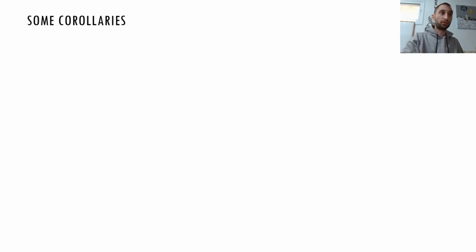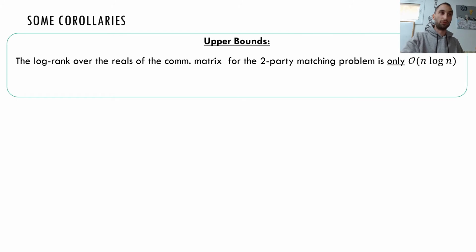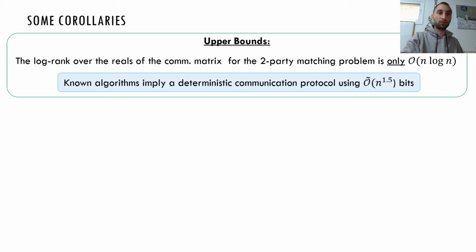From our two theorems, we deduce several corollaries. First, we show the following upper bound. We show that the log of the rank of the communication matrix for the two-party communication problem of perfect matching is bounded only by roughly n log n. By a fooling set argument, we can also show a nearly matching lower bound. This is fairly surprising since known algorithms for perfect matching imply a protocol that uses roughly n to the 1.5 communication bits. More on that in a bit.